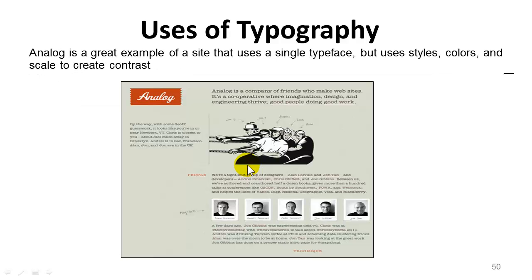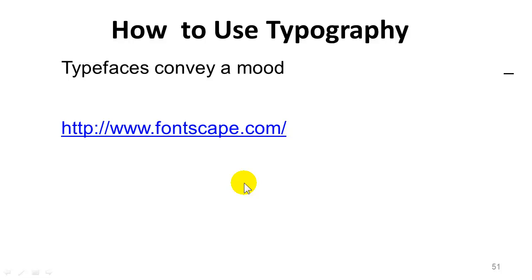Another example of a website that uses a single typeface, but here again varies the styles and colors. This is all the same typeface, but by varying the styles and colors, we create unity, contrast, and interest for the user. A very nice URL where you can find typefaces under different categories to create different moods, even for holidays, etc.